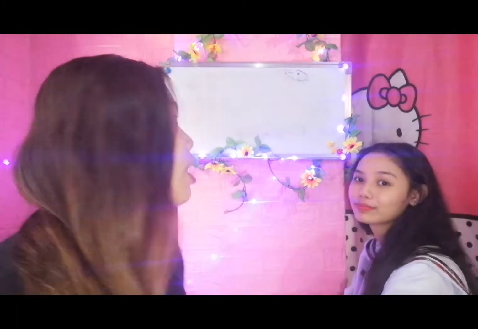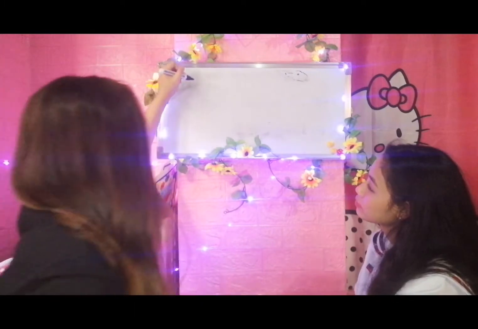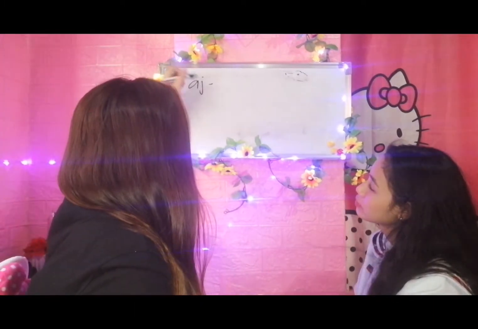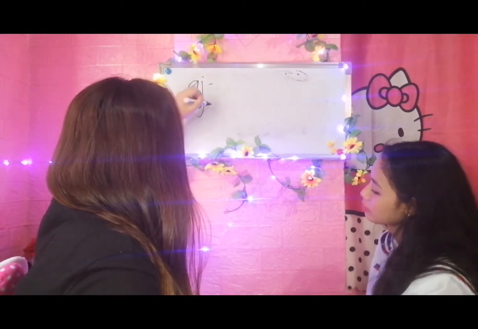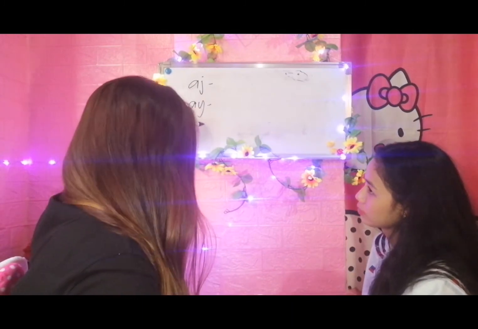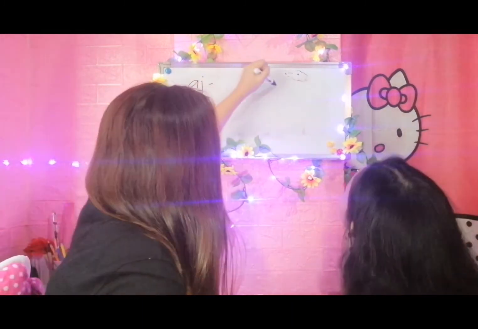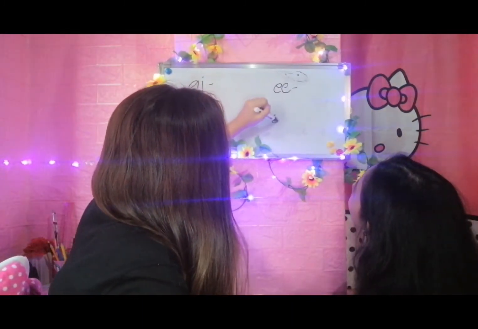So in rule number 7, when AI, AY, EA, EE, and OA are found together, the first vowel is usually long, and the second is usually silent. For example, AI, AY, EA, EE, and OA.